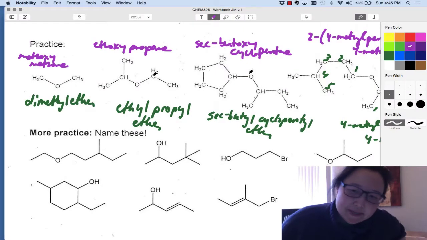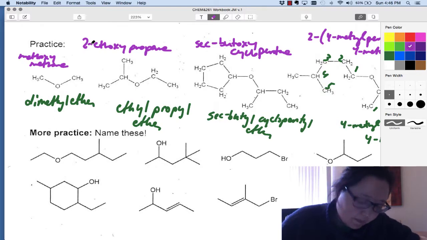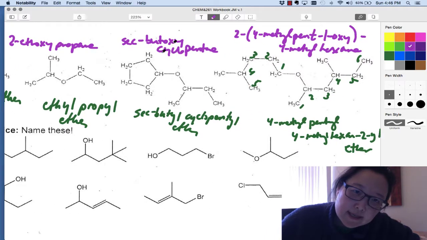Alright guys, for this one, I put one naming system in purple and one in green. So methoxymethane, or dimethyl ether. Ethoxypropane, so this is my chain and the ethoxy group, and I guess I should say 2-ethoxypropane, and then ethyl propyl ether. This one is a sec-butoxy group off of a cyclopentane, or sec-butyl cyclopentyl ether.